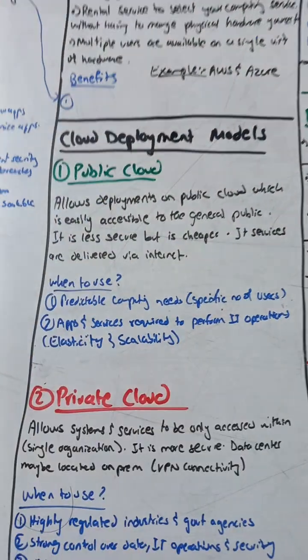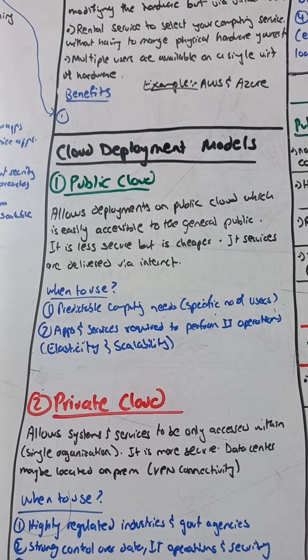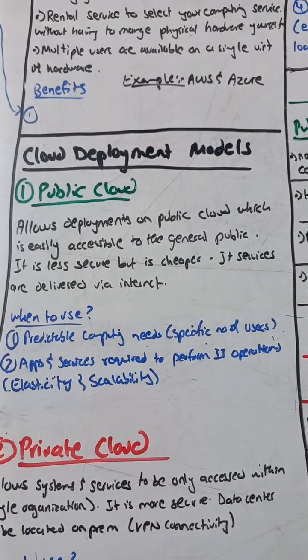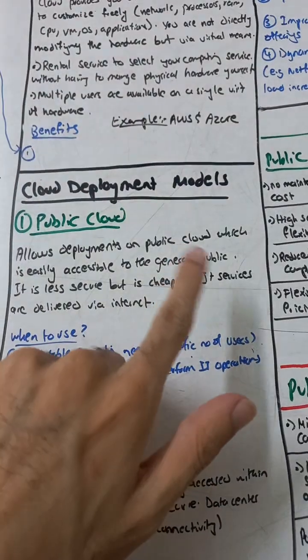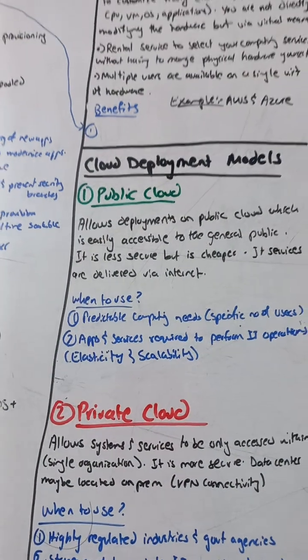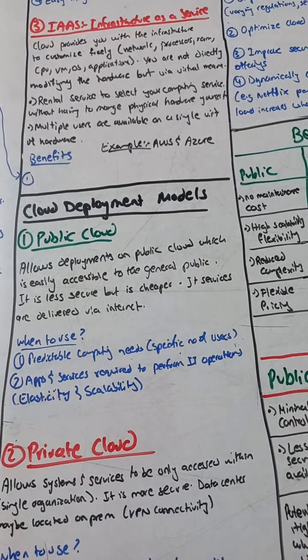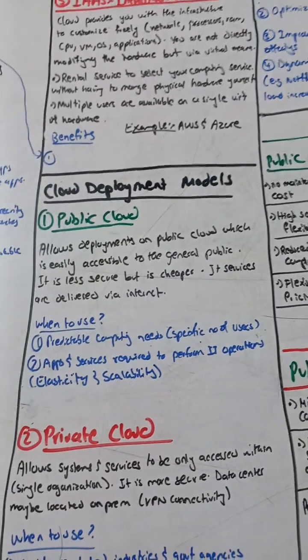So I'll just read this out. Allows deployments on public cloud, which is easily accessible to the general public. It is less secure, but is cheaper. Its services are delivered via the internet. Okay, so when to use: predictable computing needs, a specific number of users. So you actually know how many users are required for your application, then you're using that.